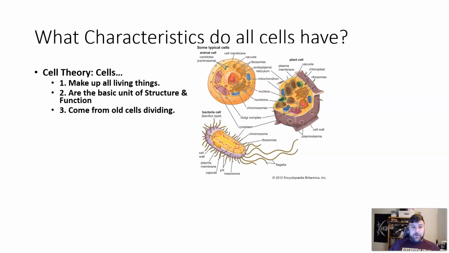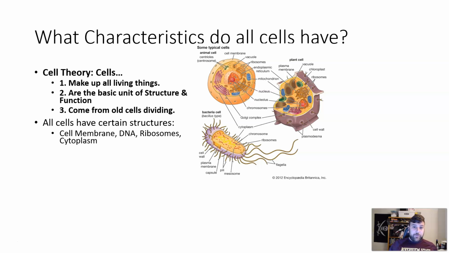Remember, cell theory states that all cells, number 1, make up all living things. 2, are the basic unit of structure and function. And 3, come from old cells dividing to create new cells.